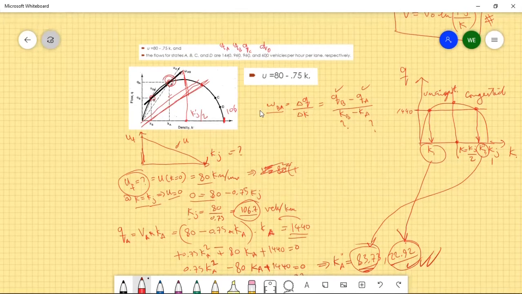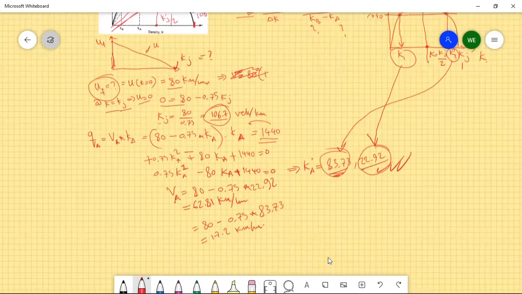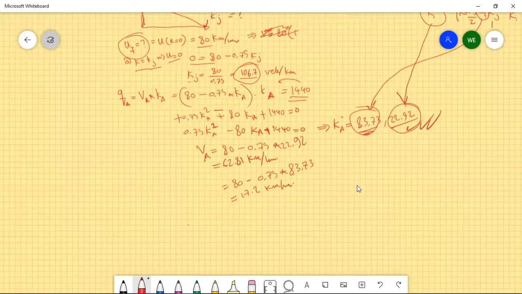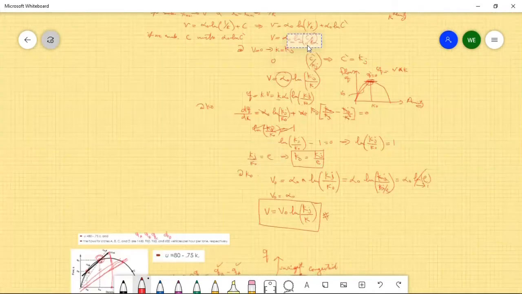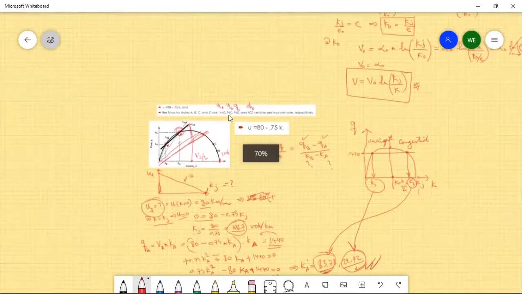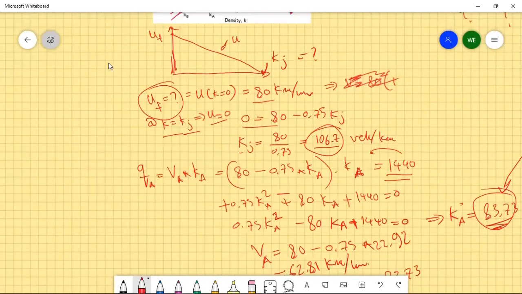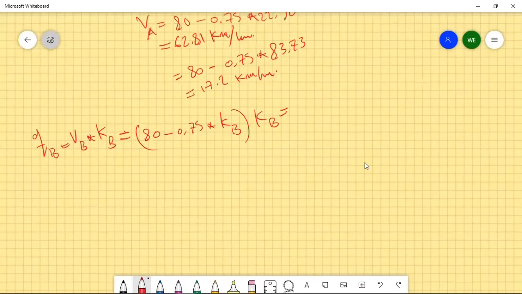We will do the same for KB, calculating the density in state B. So we have QB equal VB multiply KB. This will equal 80 minus 0.75 KB, multiply KB, equal, what was the flow rate? 960. If we do the multiplication, we have 0.75 KB square minus 80 KB plus 960 equals 0.